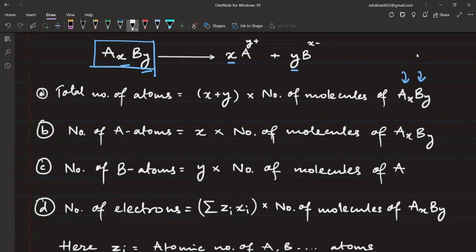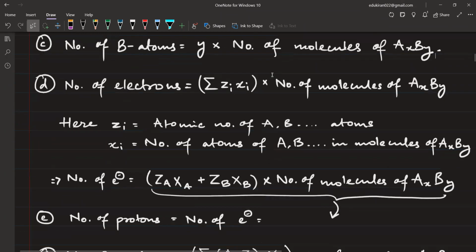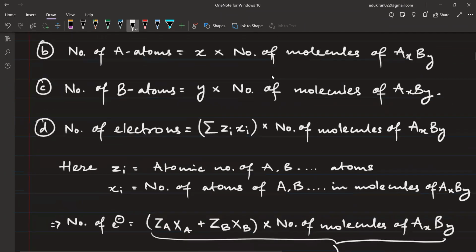Yes. Okay. Now, next thing is the number of electrons. Okay, number of electrons. Now this may get a bit tricky. This is the summation of the atomic number of all the atoms into the number of times they have appeared into the number of molecules of AxBy. For example, in this case, number of electrons will be equal to Za. Za means the atomic number of A into Xa means the number of times A has appeared.